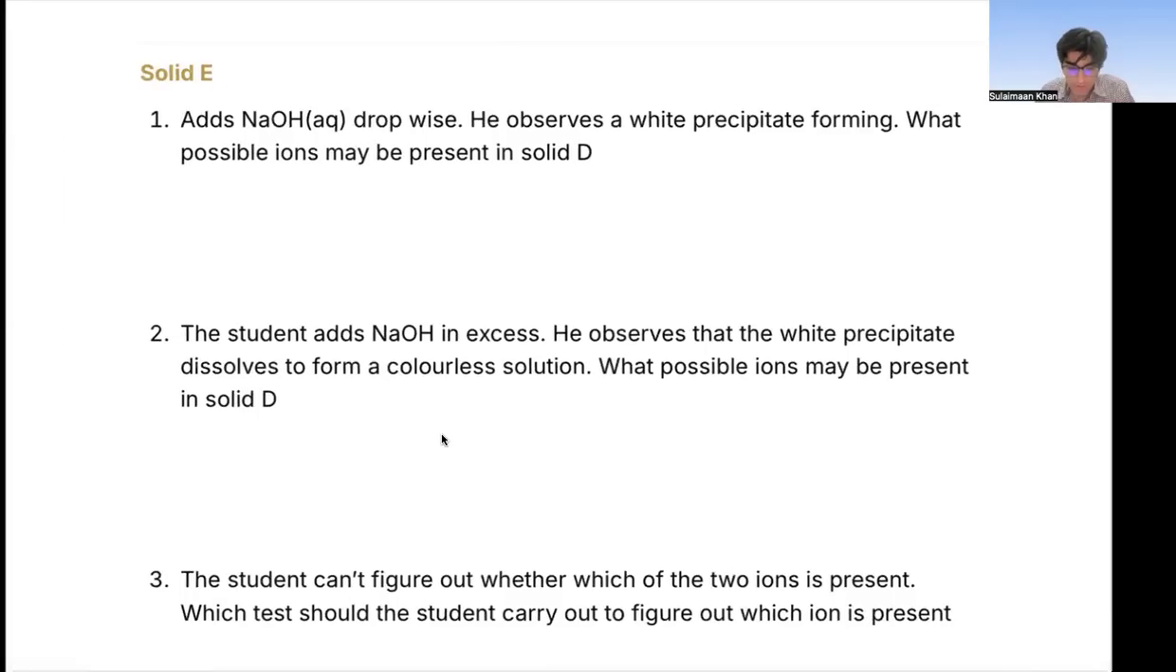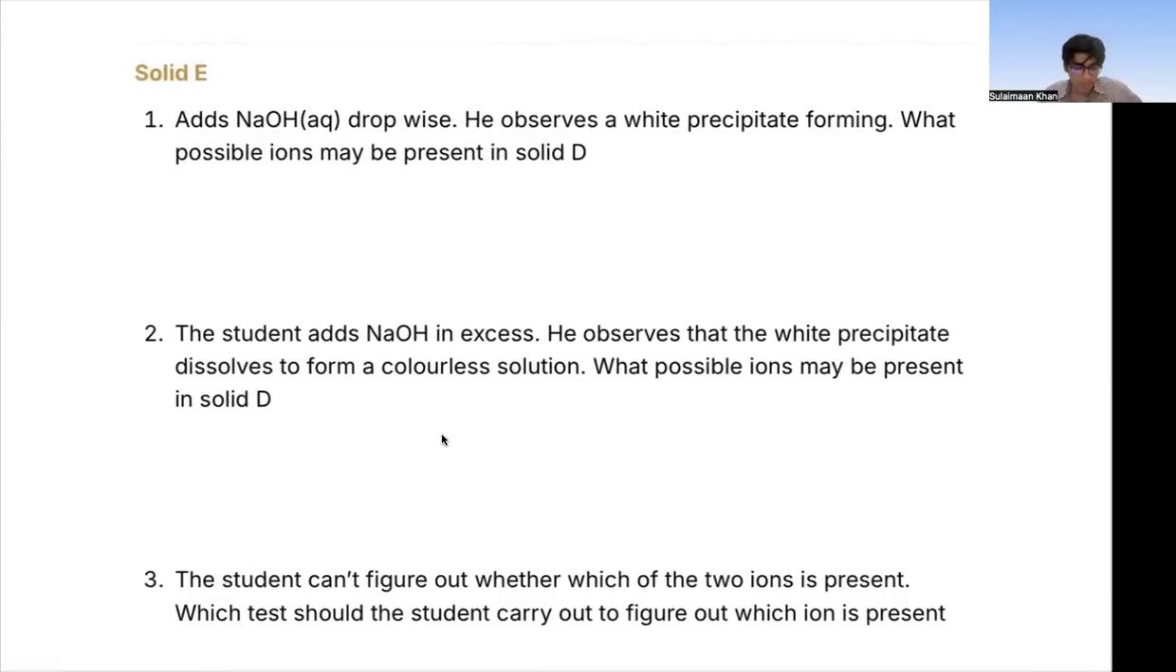Now, let's talk about solid E and solid G. Let's talk about solid E first. Add sodium hydroxide dropwise. He observes a white precipitate forming. What possible ions may be present in D? So aluminum ion, zinc ion, and calcium ion. These give me a white precipitate.